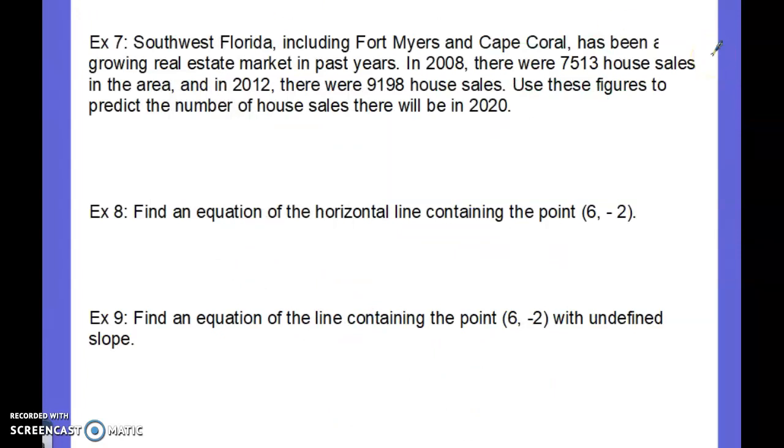Exercise 7, you might want to pause the video and read it and understand the problem. What I would do is look at the time.